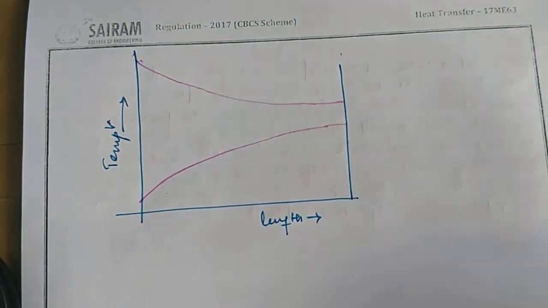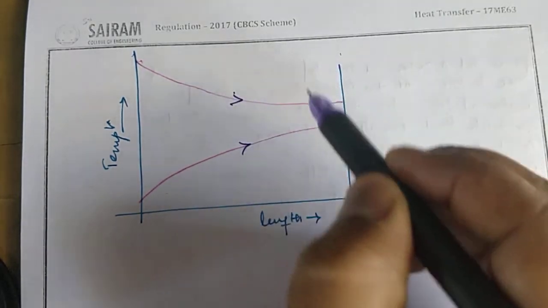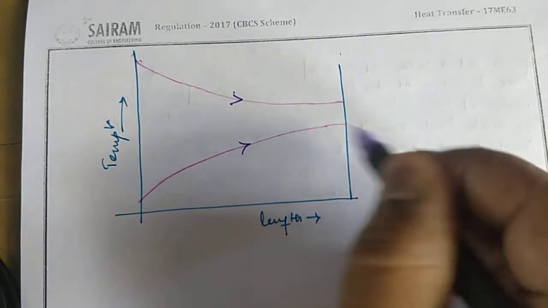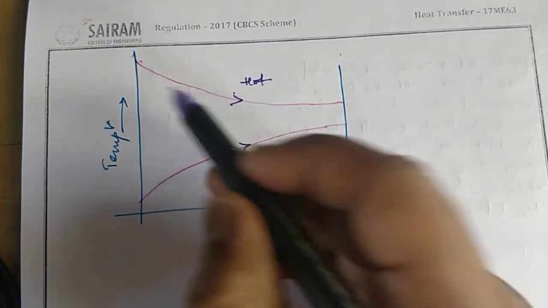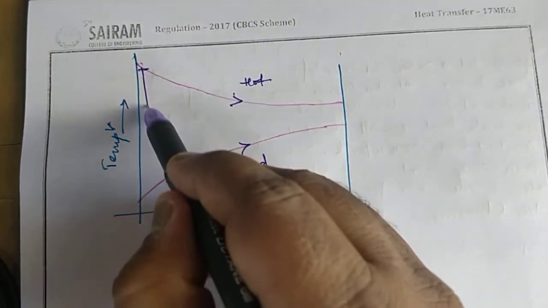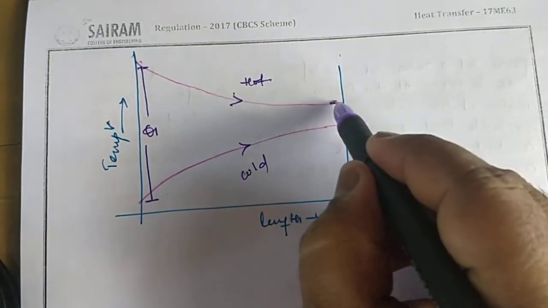So here, what is that? It flows like this. Parallel flow means both the directions are the same, parallel. Both hot and cold fluid are flowing. So here the theta 1 will be like this much, and here the theta 2.